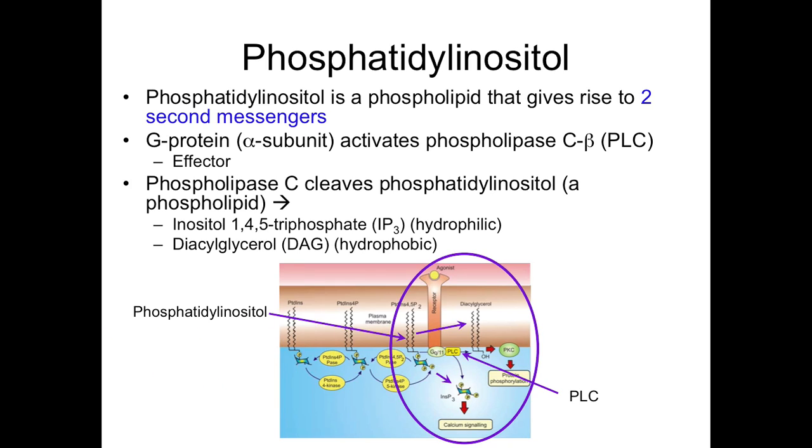So what you end up getting is diacylglycerol, which is here. Diacylglycerol are the 2 fatty acyl groups connected to the glycerol, and you have your hydrophilic inositol triphosphate. Okay, inositol sugar with 3 phosphates. Inositol triphosphate.